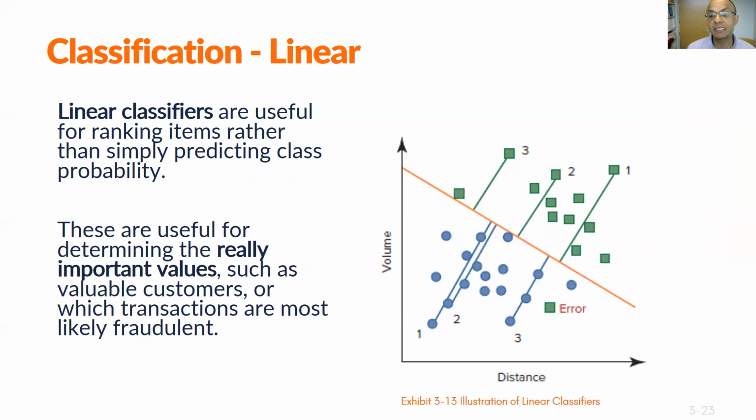The next one is the linear classification. Linear classifiers are useful for ranking the items rather than predicting the class probability. So here we try to rank them. These are useful for determining the really important values, such as valuable customer, which transactions are most likely fraudulent.